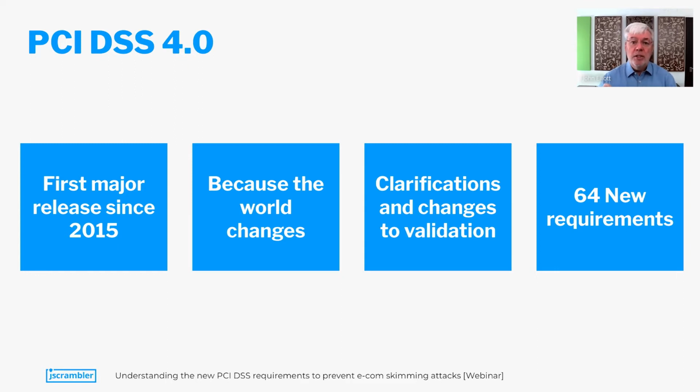So there are changes to existing requirements. There's a completely new way of doing validation called the customized approach. And there are 64 brand new PCI DSS requirements, 2 of which deal with e-commerce skimming attacks. And that's what this webinar is concerned with, those 2 new requirements.